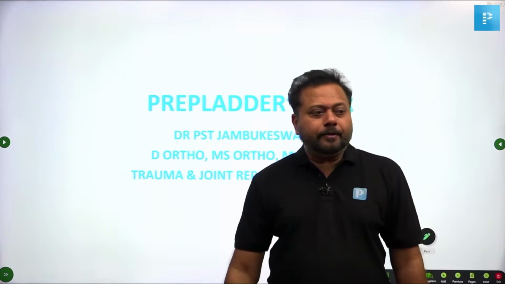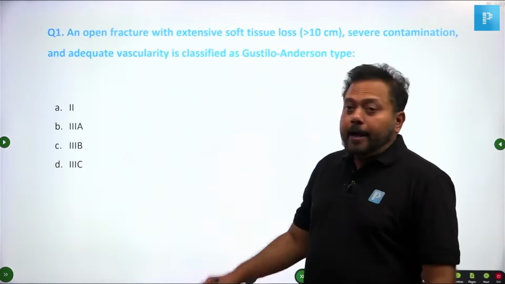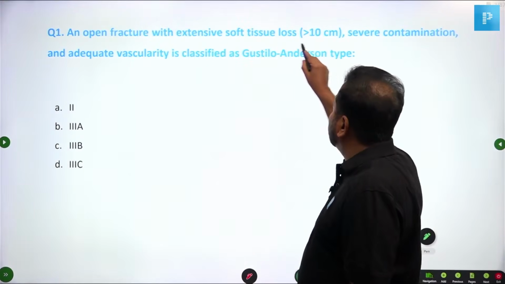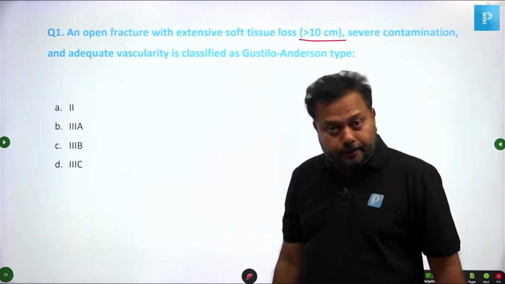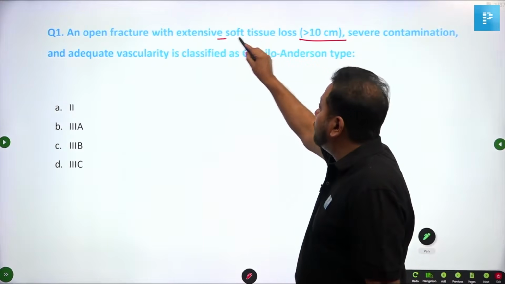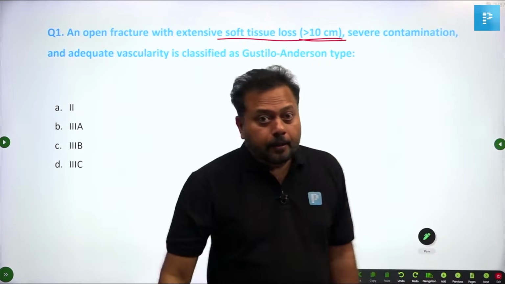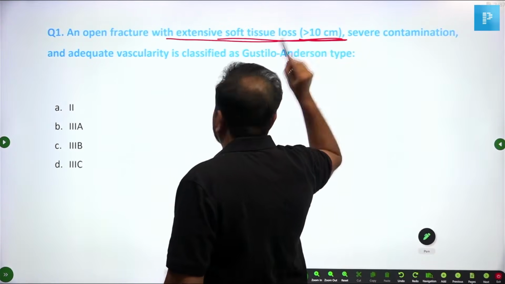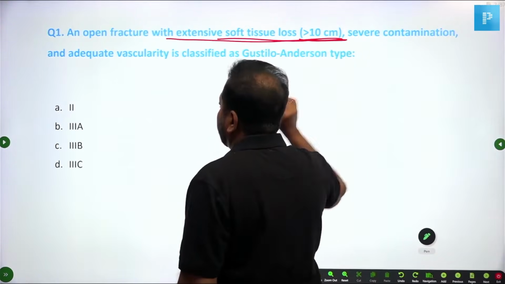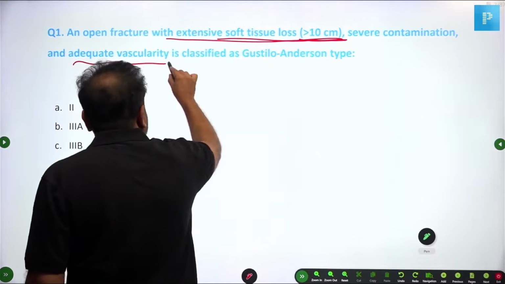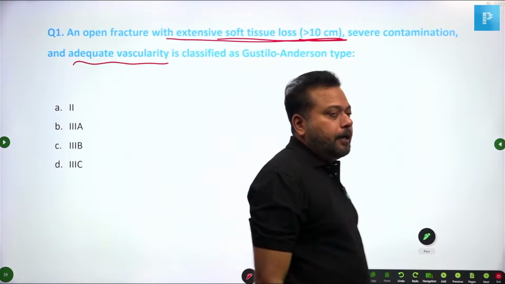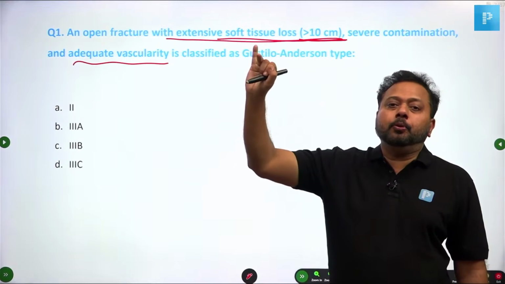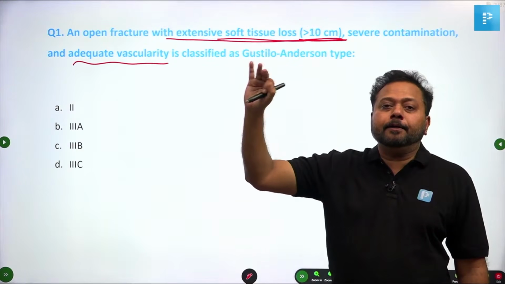The first question. An open fracture with extensive soft tissue loss more than 10 centimeters. Severe contamination, adequate vascularity is classified under what Gustilo-Anderson's type? We know Gustilo-Anderson type 1, type 2, type 3A, type 3B, type 3C.